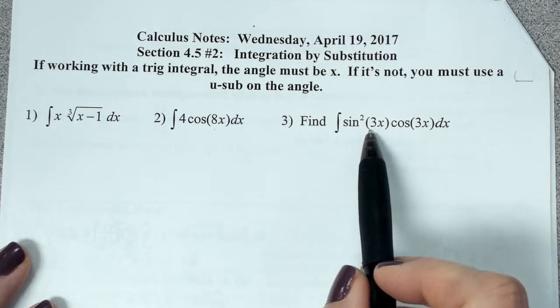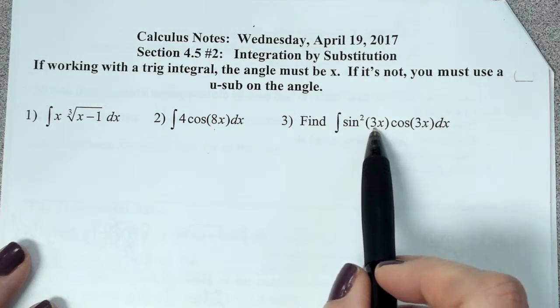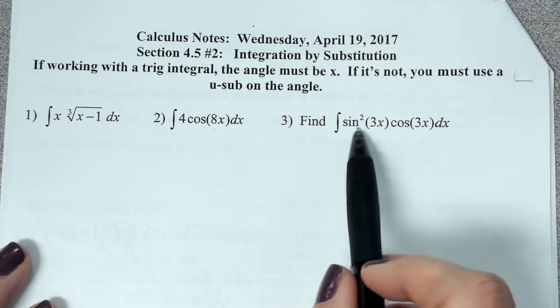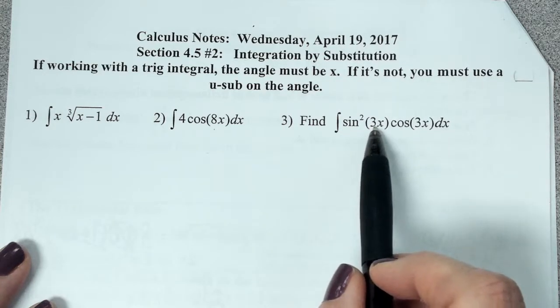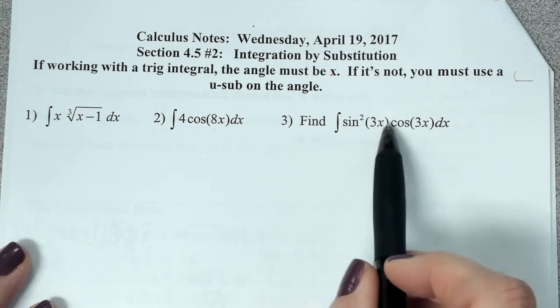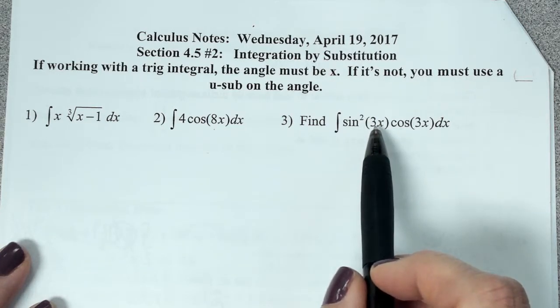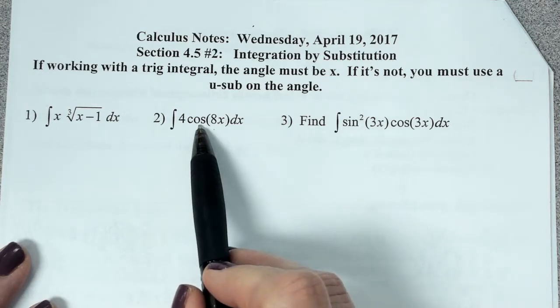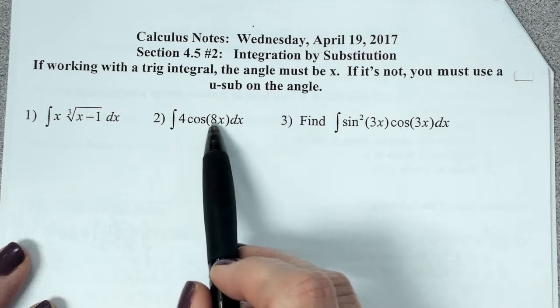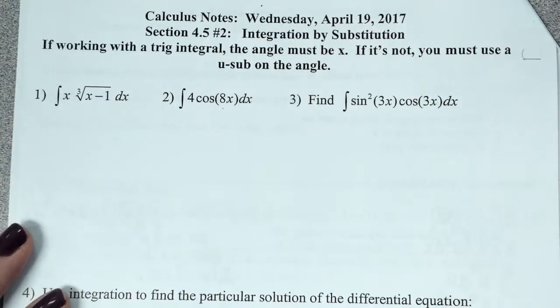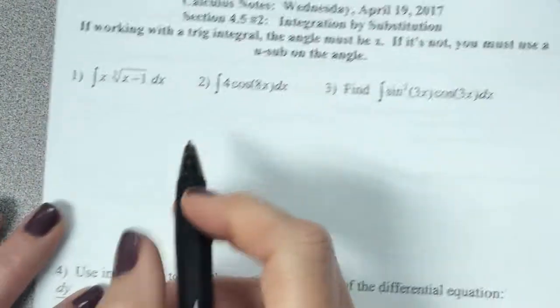But there are some times where the angle is not an x, but we also have a product. If we have a product and we have an angle that's not just an x, we're going to have to let u equal another part of the problem. But looking back at this one, this is just a cosine. It is not a product. So therefore, on this one, we're going to be letting u equal 8x. But let's start with the first one, and let's look at a special case here.